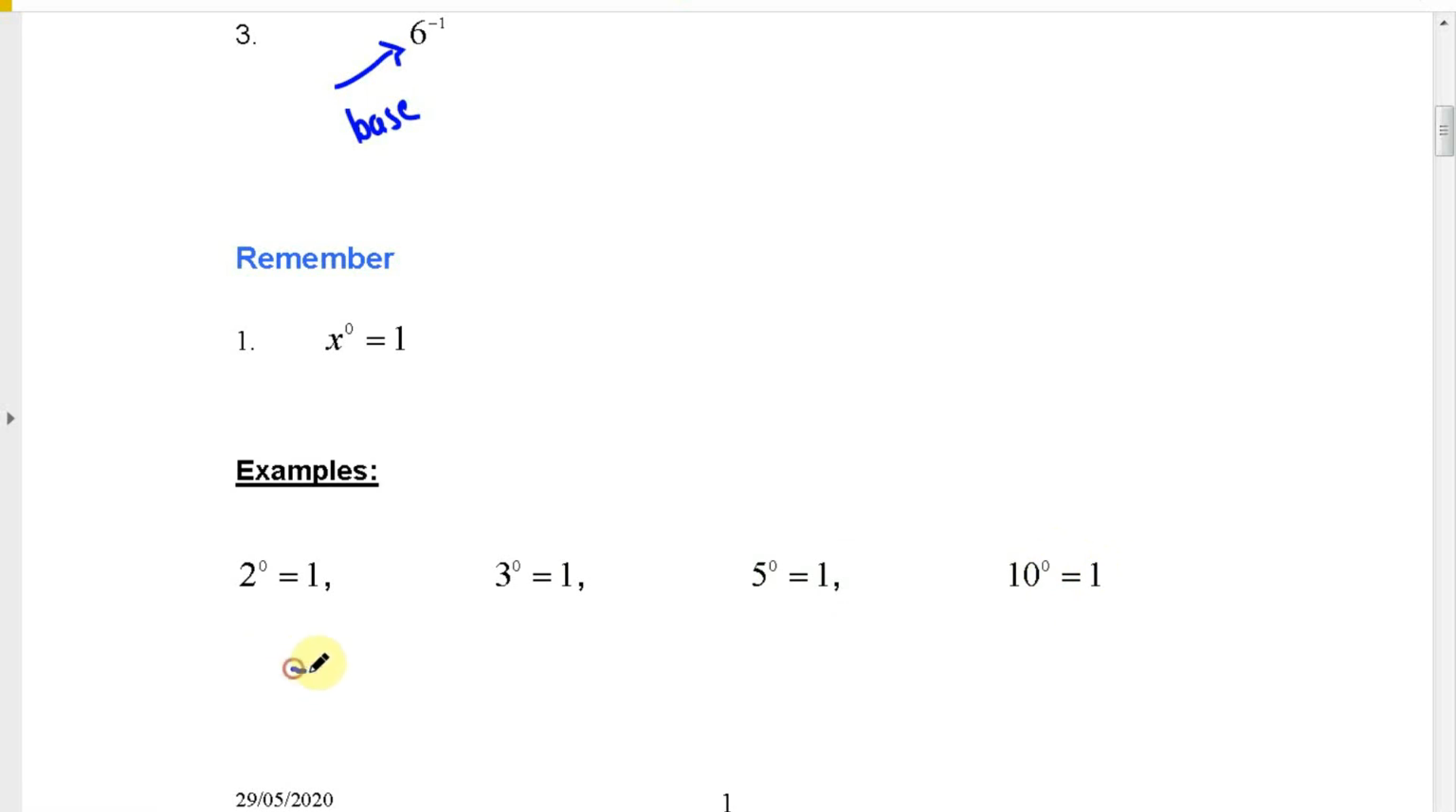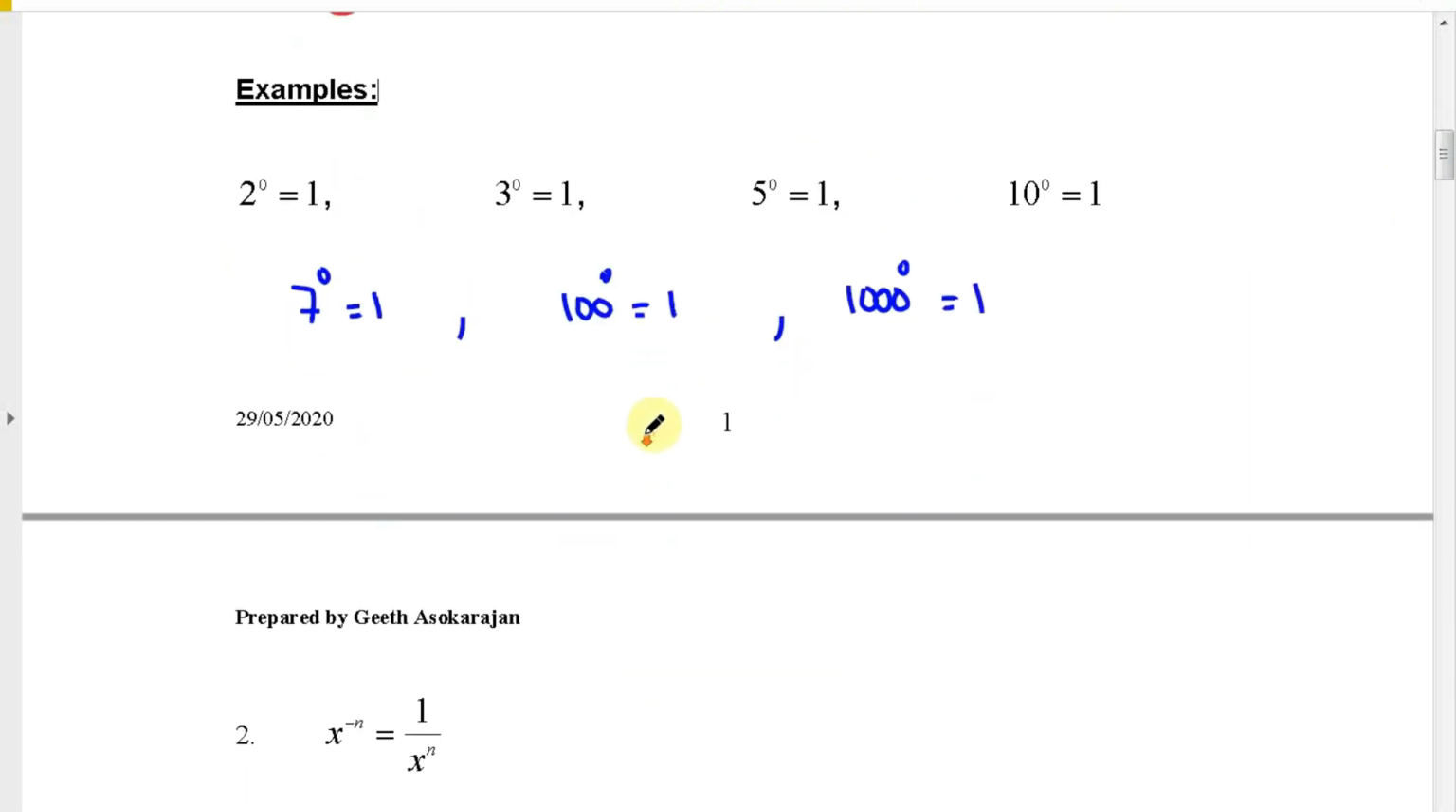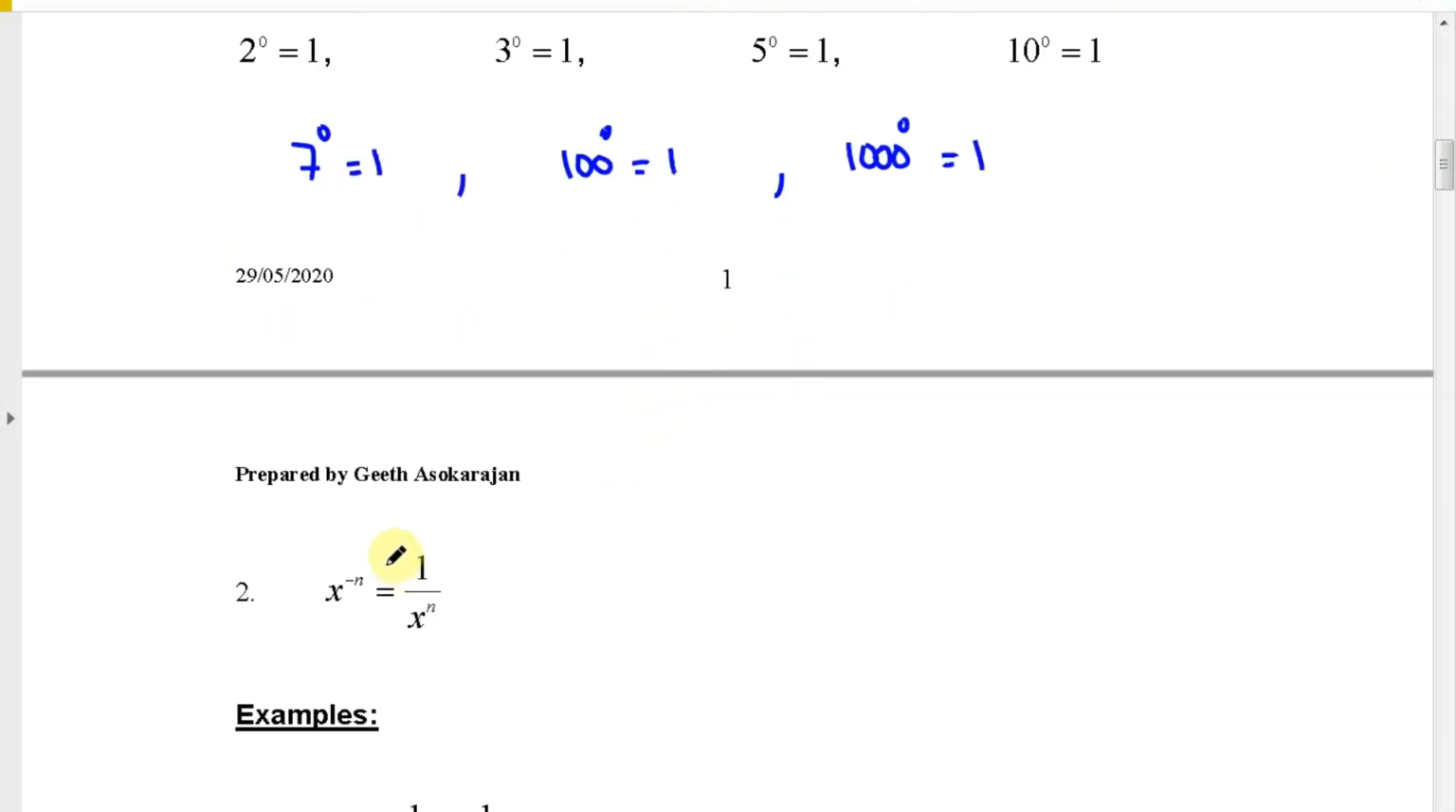Let's have some more examples. 7 to the power 0, 1. 100 to the power 0, 1. Even 1000 to the power 0 is 1. So remember, any term to the power of 0 is 1. Remember that. It's useful for the future, useful for GCSE and A-level. Now, there's another fact here.